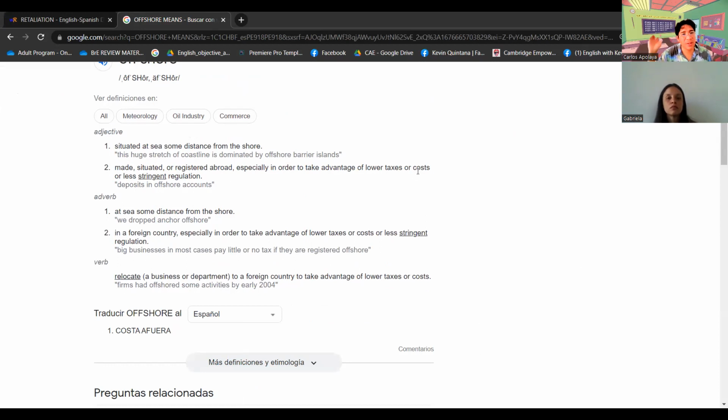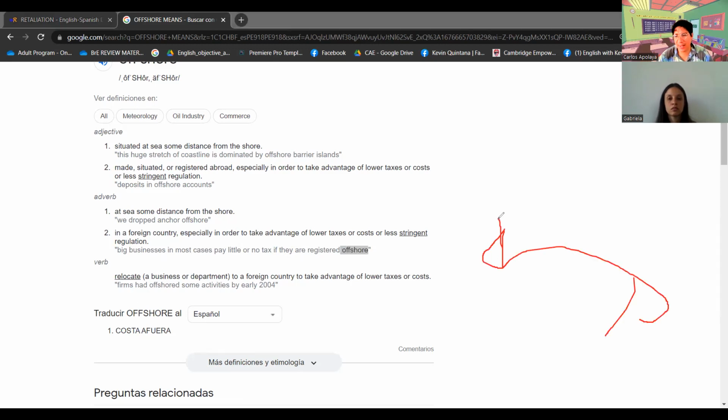Acá está, mira. May, situated, registered abroad, especially in order to take advantage of lower taxes or costs or less stringent regulation. Por ejemplo, si los impuestos en tu país son más altos que los impuestos en México, registras tu empresa en México para que tus impuestos los pagues en México, pero sigues vendiendo en otro país. Entonces, ese es un offshore company. ¿Te diste cuenta? Big businesses in most cases pay little or no tax if they are registered offshore. Si están registradas offshore, quiere decir que las registraron en otro país donde el impuesto es menor al que deberían de pagar. Eso es un offshore.